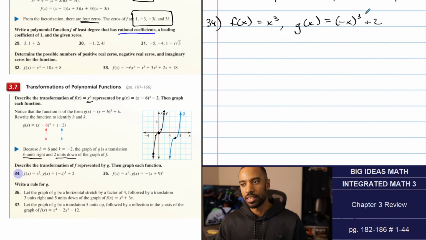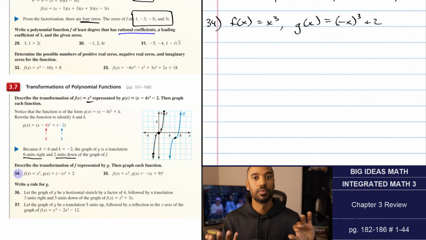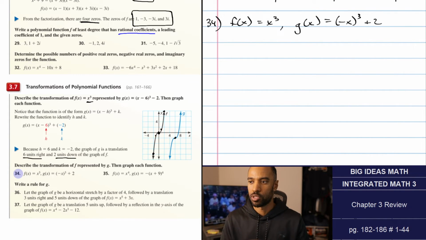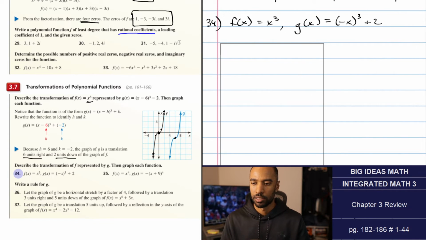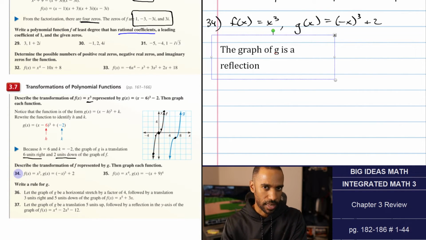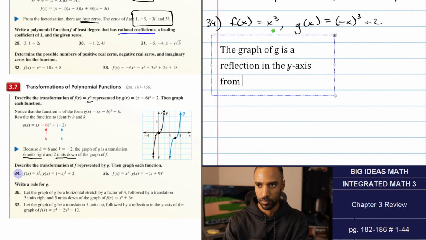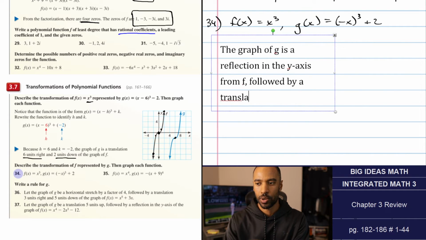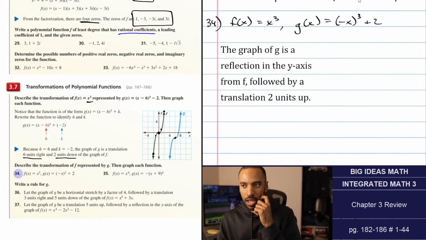So the negative x on the inside, it's interesting because you can do one of two things with it. You'll obviously get the same graph no matter what you do. But based on its appearance, the negative inside has to do with horizontal reflections. And that's what this description is going to be. The graph of g is a reflection. It's a horizontal reflection. What we call that is a reflection in the y-axis from f. Now, the other thing is a translation, followed by a translation 2 units up, like that. That's what the plus 2 is on the outside of the function.